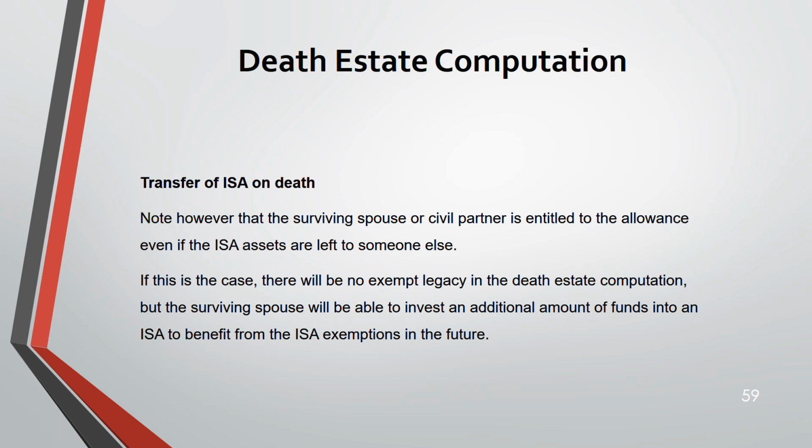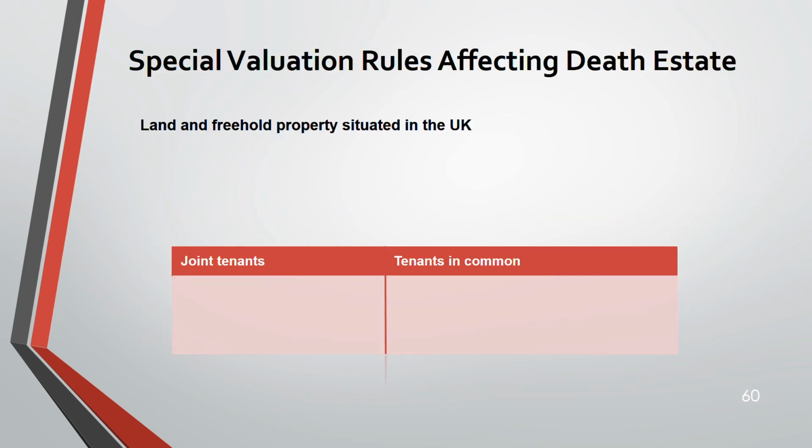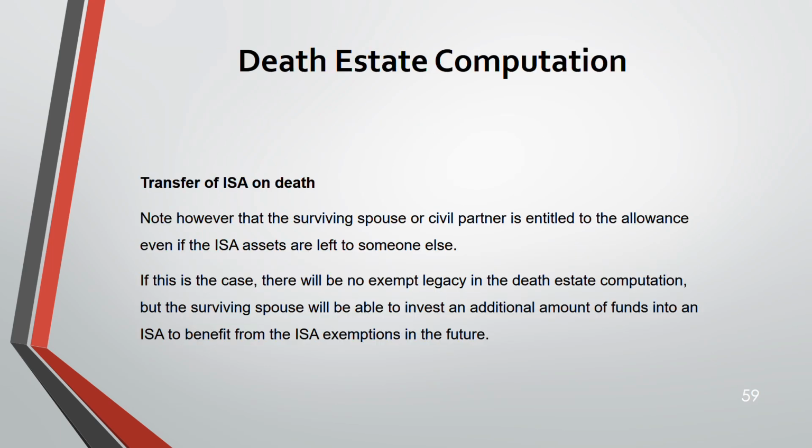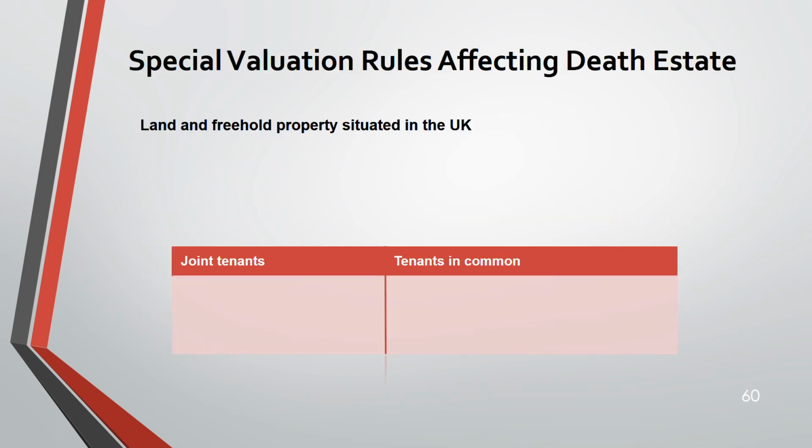But the surviving spouse will be able to invest an additional amount of funds into an ISA to benefit from the ISA exemptions in the future. That is, I think, up to 20,000. So with this, we have finished the death estate computation. Now we'll do a question on death estate computation before we move on to the last part of this lecture, that is, special valuation rules affecting the death estate.